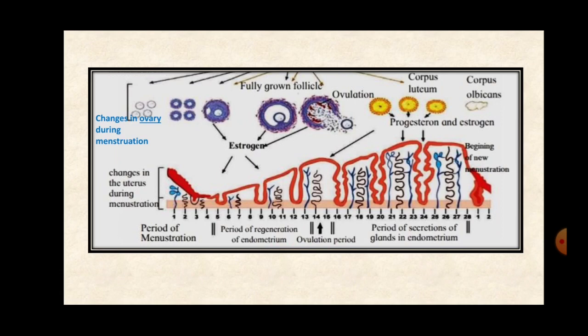What is it known as? Ovulation. This release of oocyte from the follicle is known as ovulation, and ovulation takes place under the influence of luteinizing hormone. Clear? Then, the remaining tissue of the follicle which has burst is now empty.